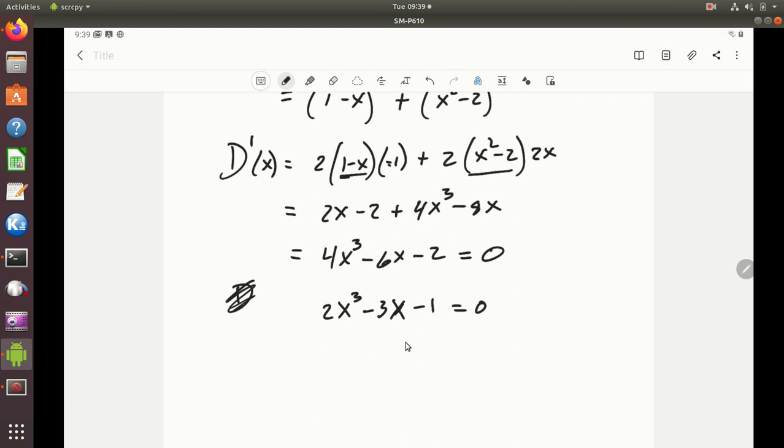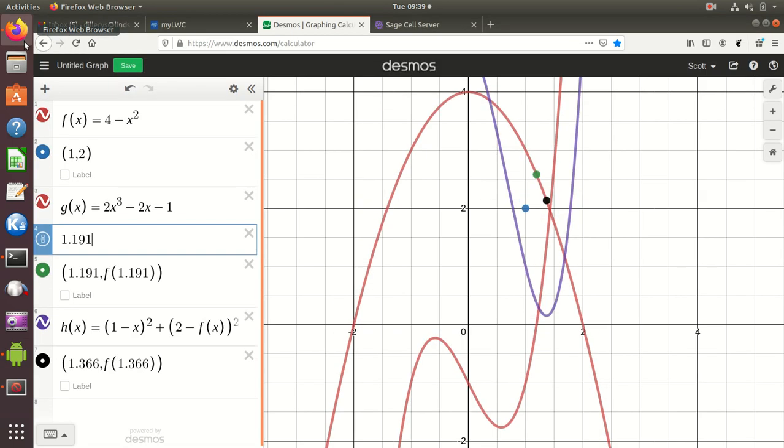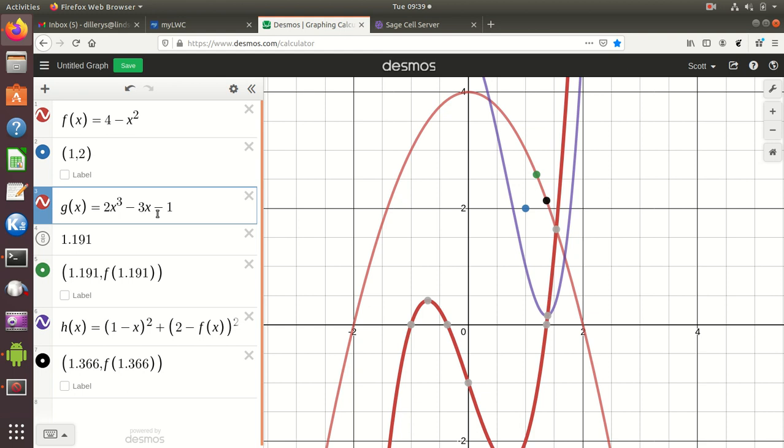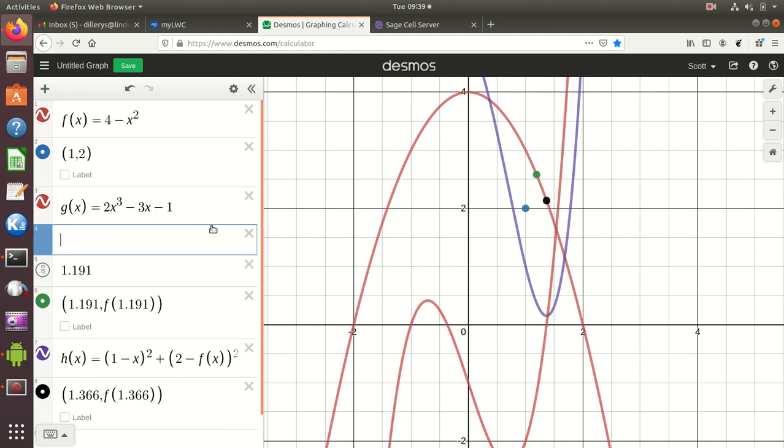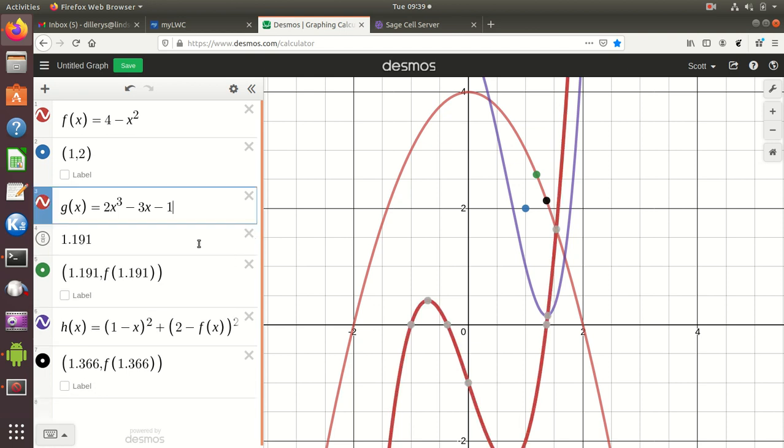So that should have been a 3x. And when we solve that, now with Desmos, I just go back here, I change that to a 3, and hopefully everything will line up. Get rid of that. And I need to find when that's 0, and that is 0 at 1.366. And so there you go.